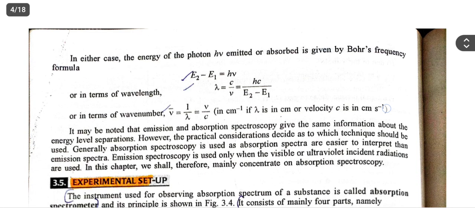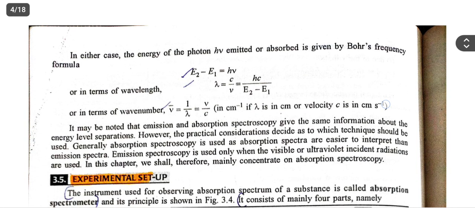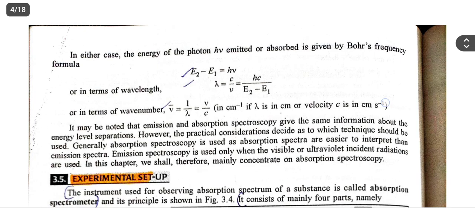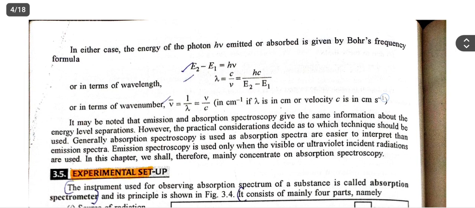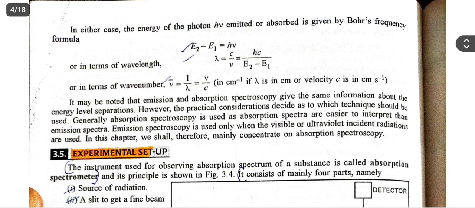In either case, the energy of the photon emitted or absorbed is given by the Bohr frequency formula: E2 minus E1 is equal to h nu. In terms of wavelength, lambda is equal to c by nu, which is hc by E2 minus E1. Or in terms of wavenumber, nu bar is equal to 1 by lambda, which is nu by c.